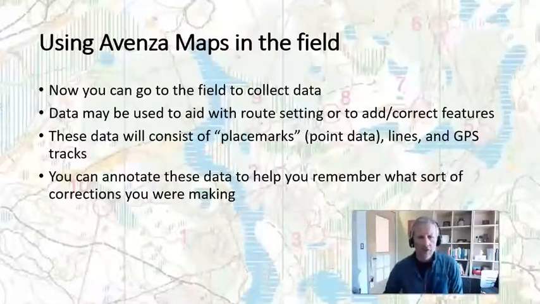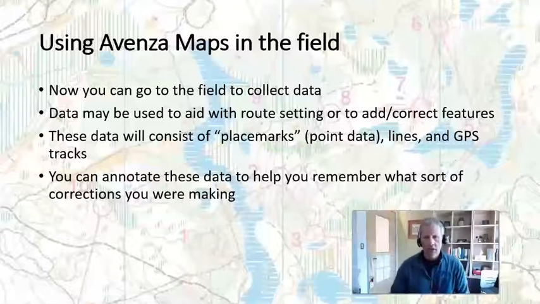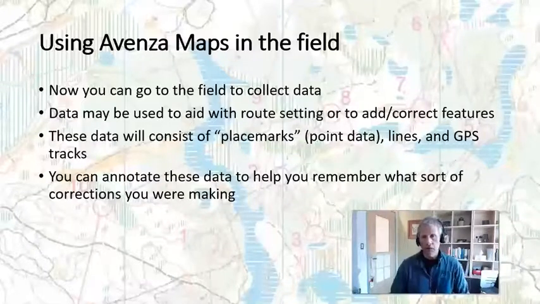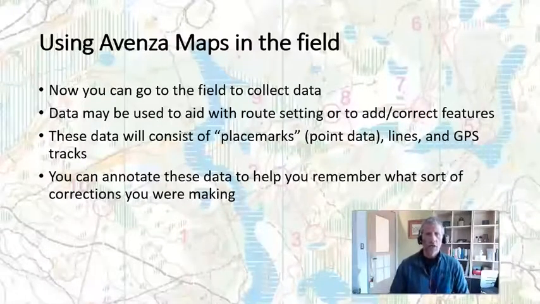Once you get out in the field, you can then start to collect data. And some of this might just be route setting data. You can use the Avenza Maps to double check the placement of your controls, and then you can also use it to add or correct features.